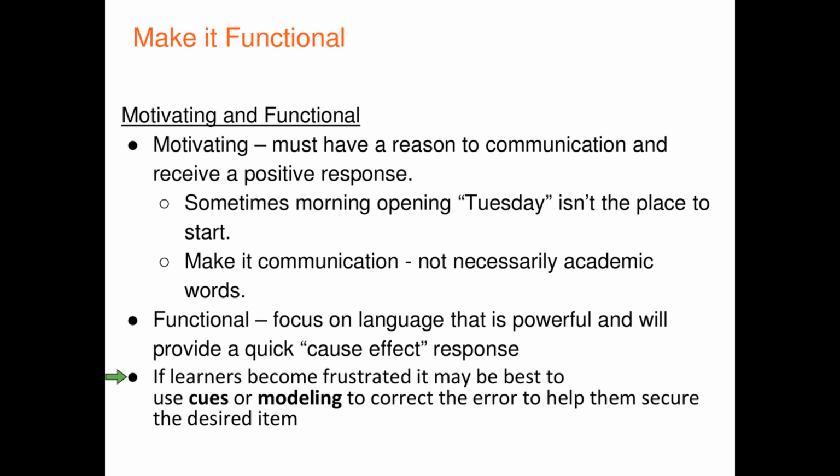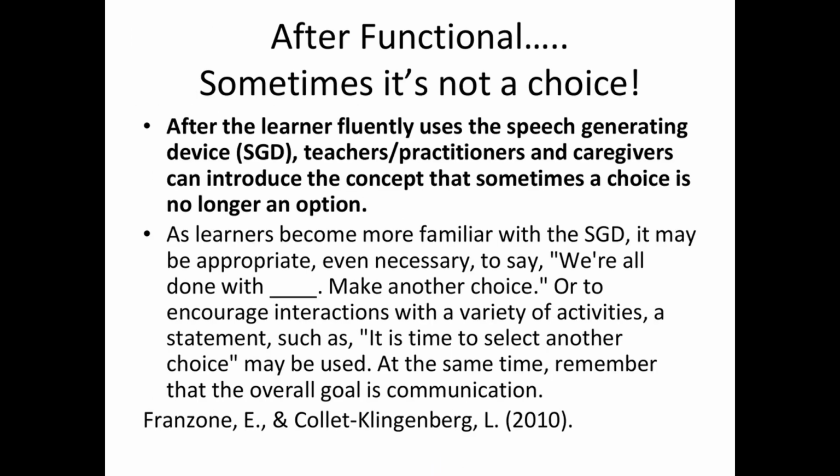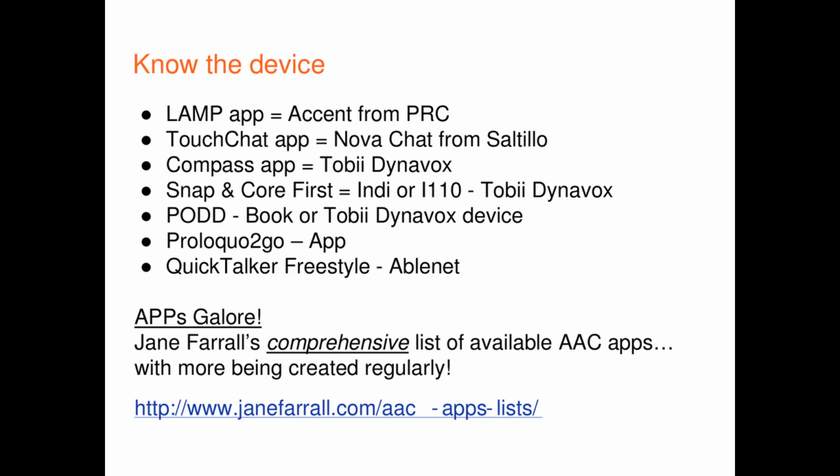This last note I have: if the learner becomes frustrated and is struggling to communicate, go back to modeling. Go ahead and model the correct way, correct that error and help them get what they actually want so that they can see success. So model success. After you've taught that functional communication, I understand sometimes it's not a choice. After the learner is fluent in the speech device, it's okay to say this is not a choice, we're moving on.